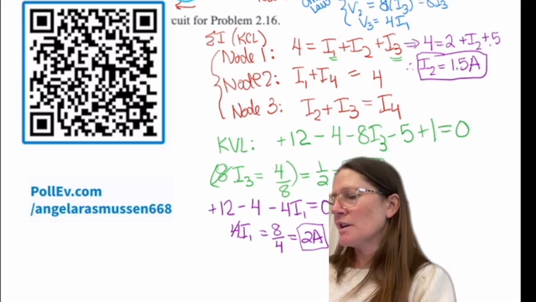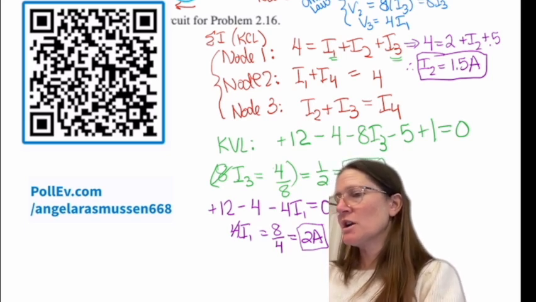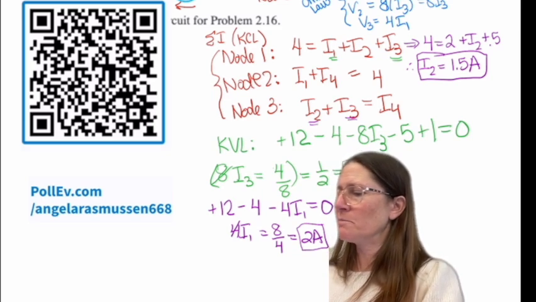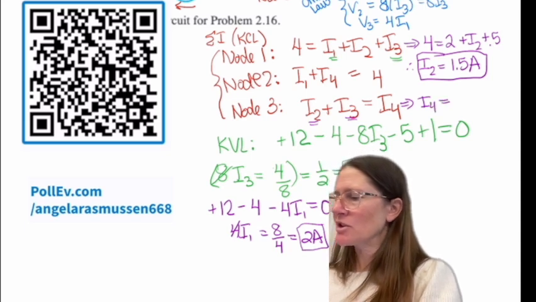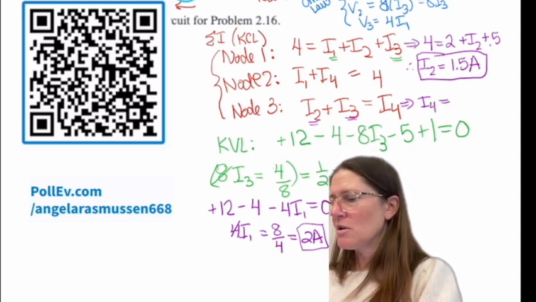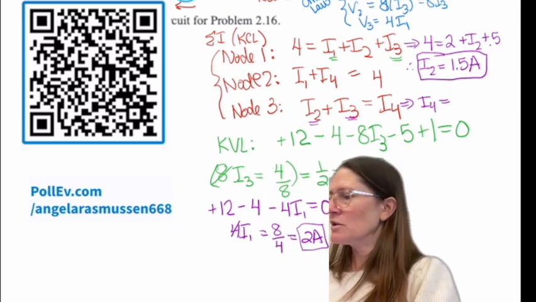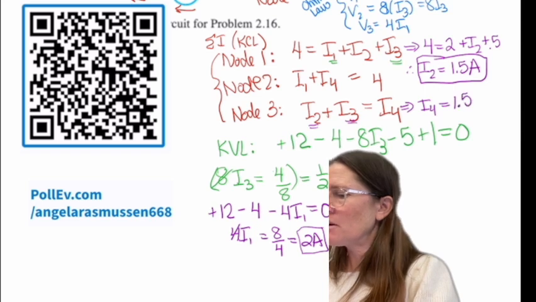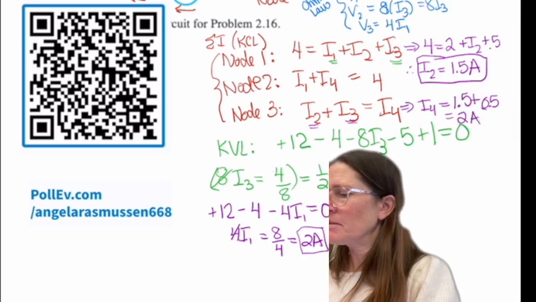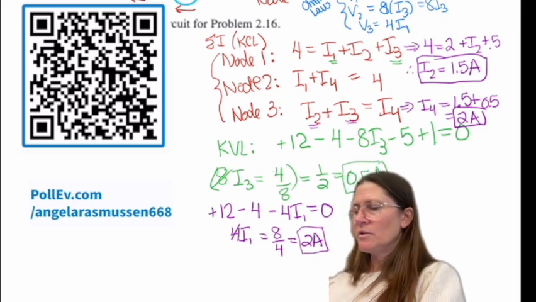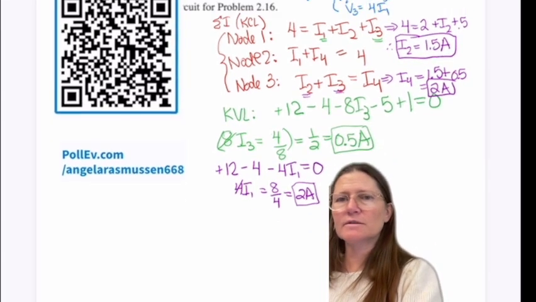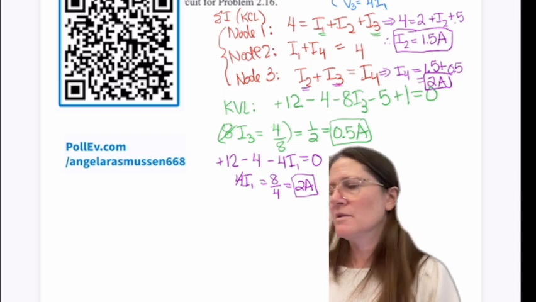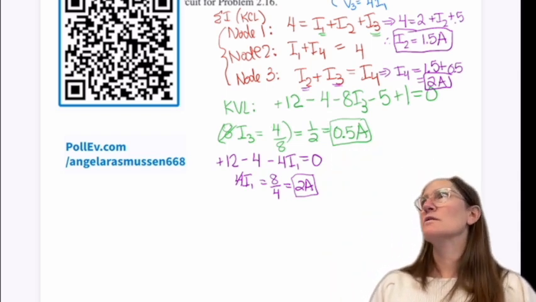And then with I2 and I3, I can now solve this one for I4. And that's going to be the summation of I2 and I3, which is I2 is 1.5, and I3 is 0.5 for 2 amps. So 1, 2, 3, 4. So that gives me all of the currents. Okay, questions?